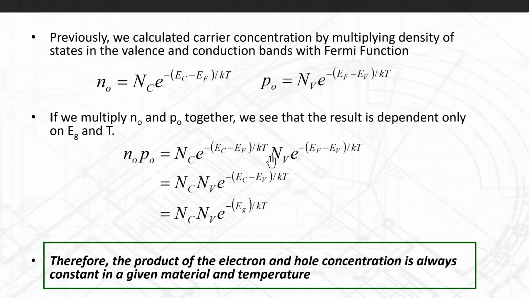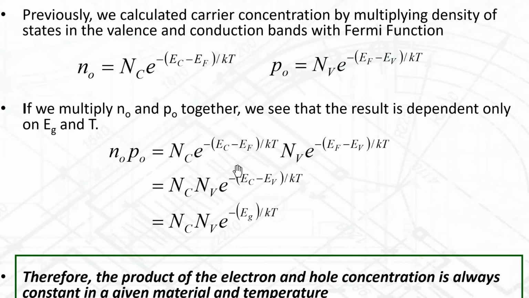When you multiply two exponentials, what happens? What do you add? Yeah, e to the a times e to the b is e to the a plus b. So what you're doing is you're adding up EC minus EF and then EF minus EV. The EF term goes away and you're left with EC minus EV. Now what's EC minus EV? Band gap. The band gap of the material. It's a fundamental property of the material, right? So this EF part disappeared and you're just left with EC minus EV here. That's the key thing about this mathematical derivation.